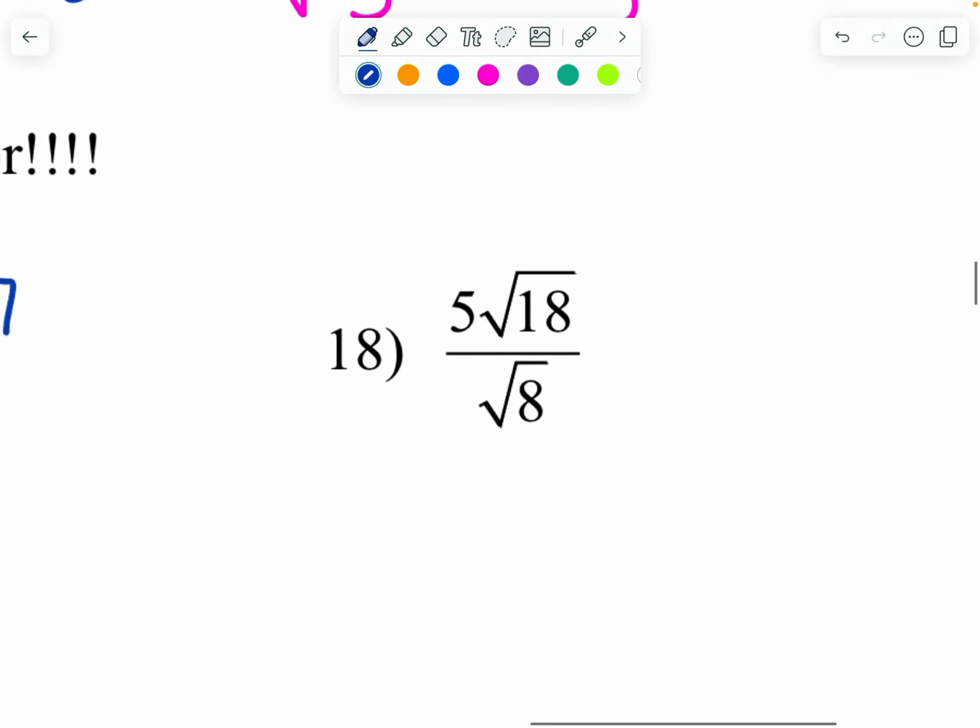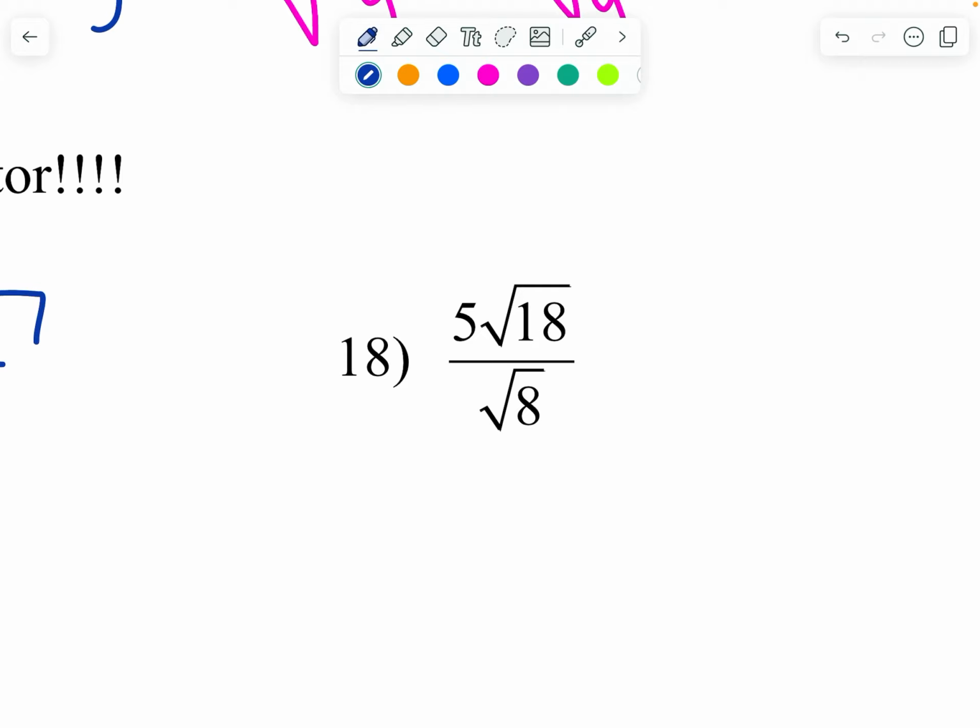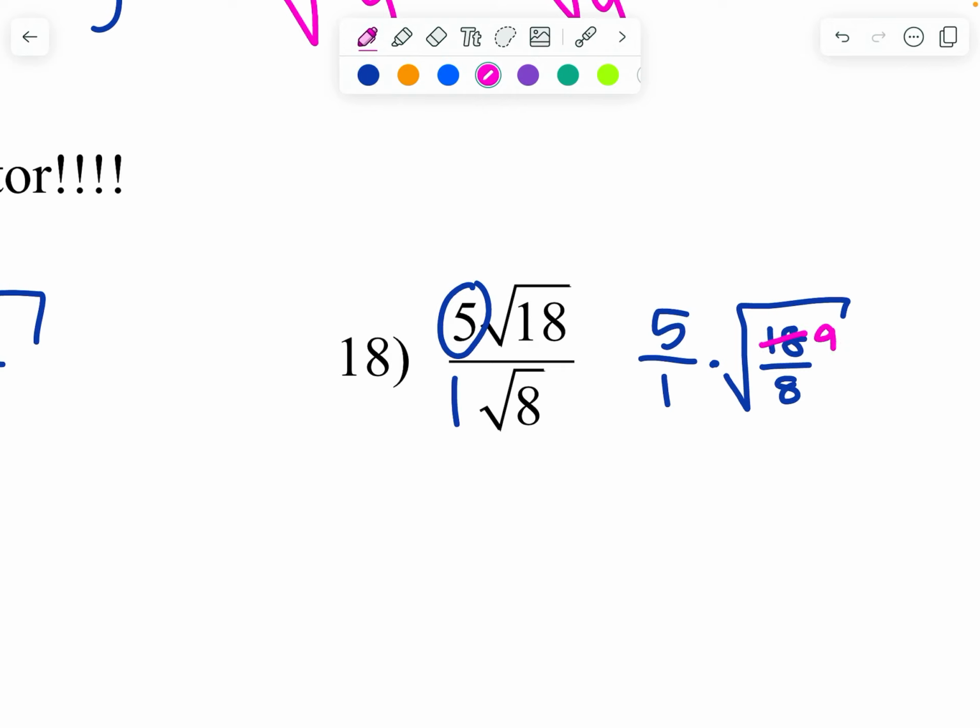All right, let's try that on number 18. Let's see if we can get that to work. Just ignore the 5 for now. It's really a 5 over 1. You can even split it if you want, and then I'll write the radical part as 18 over 8. Well, I can simplify this, because 2 goes into 18 9 times, and 2 goes into 8 4 times, but shoot, I can't simplify anymore.